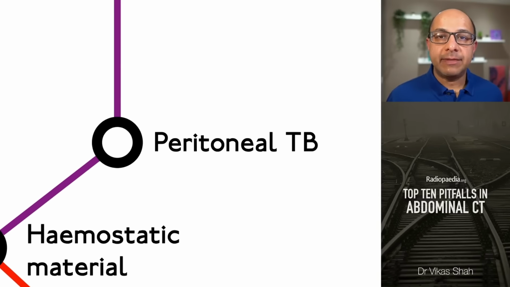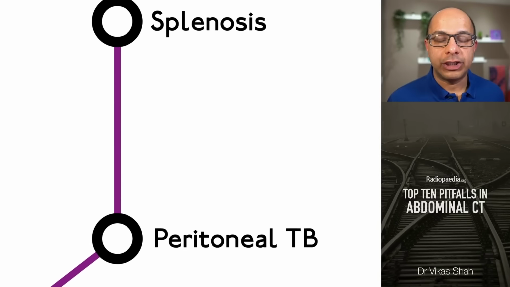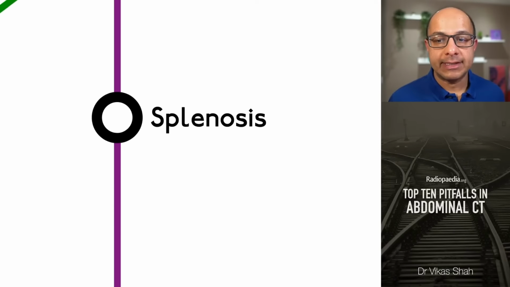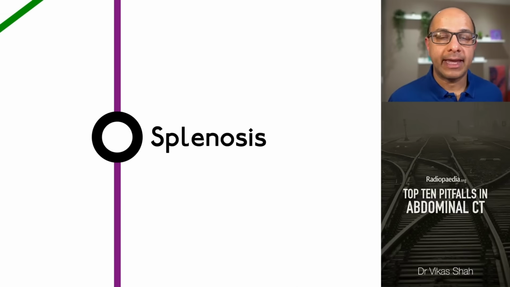We're going to go back to the spleen for the final stop on our journey to look at splenosis. Now, this isn't very common, but it can cause some confusion, particularly when you're looking at staging or surveillance CT studies for patients with known malignancy and you come across some peritoneal or omental nodular soft tissue lesions and you might think that they're metastases.